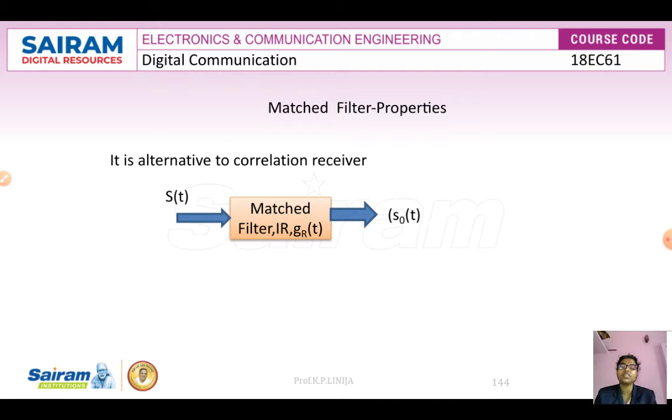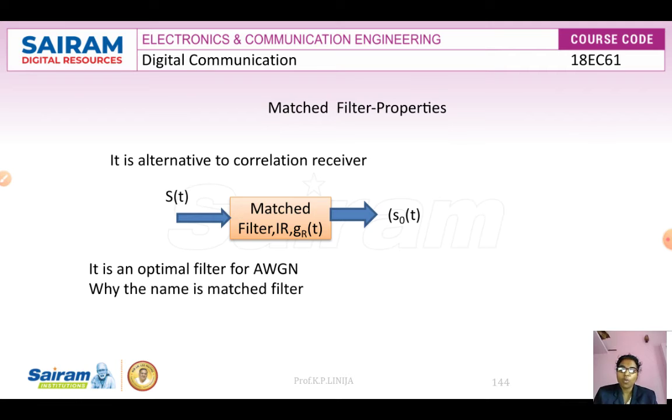The next point is that the matched filter is an optimal filter for the additive white Gaussian noise channel. And the third point: we will discuss why the name is matched filter. Let us discuss one by one. Whatever the output of the correlation receiver, the same output is used here in the matched filter too.